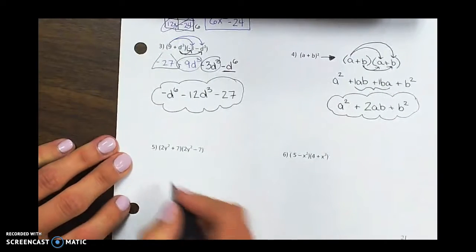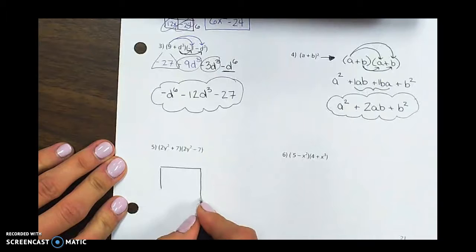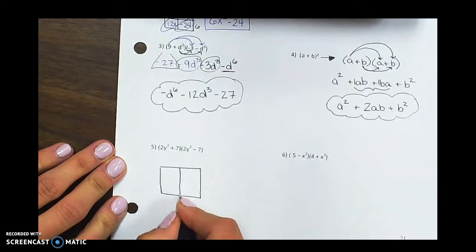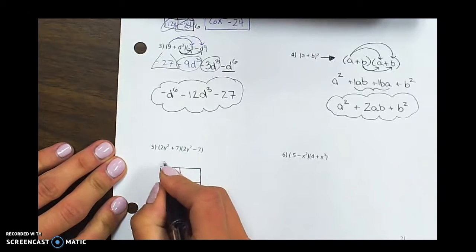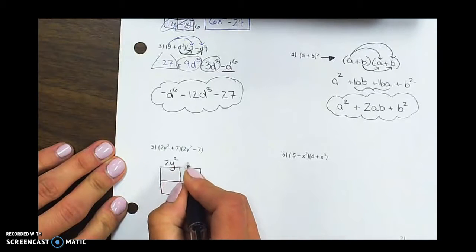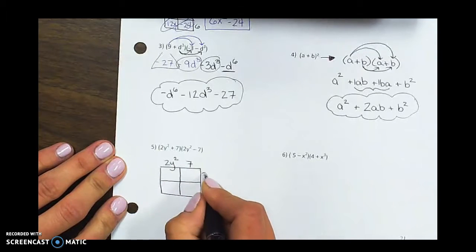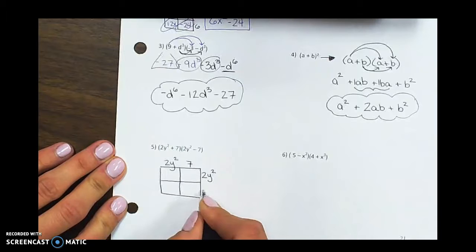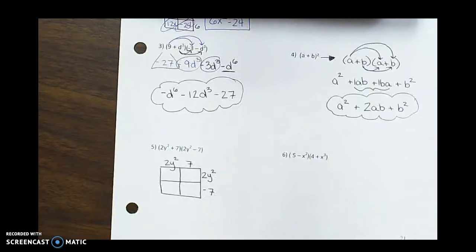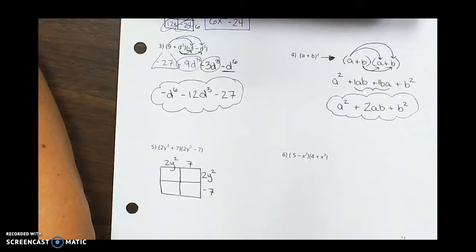All right, and I'm going to go ahead and use the box method again here. So we're going to set up our box method. So I'm going to go 2y squared, 7, 2y squared, negative 7. Okay, I'm going to have you pause the video now, and I'd like you to fill this in by yourself, and we'll regroup in just a couple seconds.